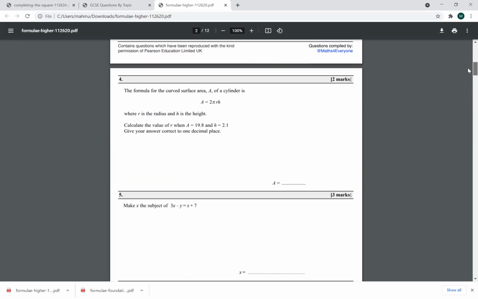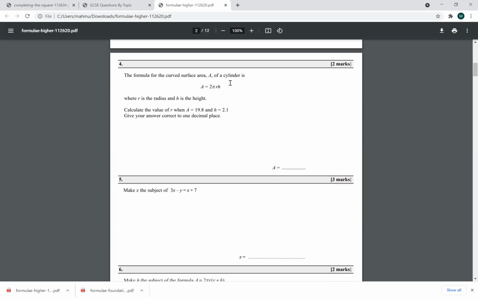Okay, so now let's look at this. The formula for the curved area of a cylinder is A equals 2 pi R H, where R is the radius and H is the height. Calculate the value of R when A is 19.8 and H is 2.1. First put those values in the right place, then you could easily find R.